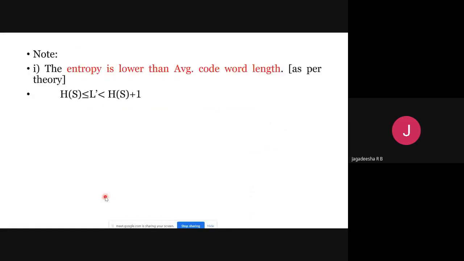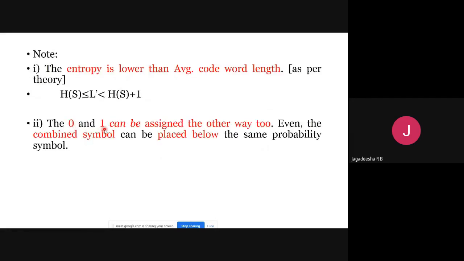So 0 and 1 can be assigned in the other way also. I mean, the upper one can be assigned 1, the lower one can be assigned 0. Even the combined symbol can be placed below. When you add up two symbols, in the next step, you place it as the topmost element, if the other symbol also has the same probability. For example, in the previous example, there are two items, 0.5 and 0.5, but we placed the new 0.5 at the topmost position, right? That need not be the case. It can be placed below also.